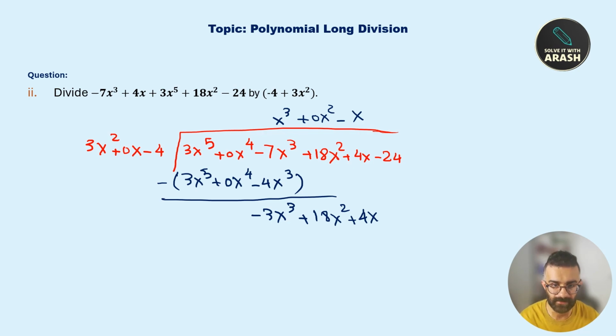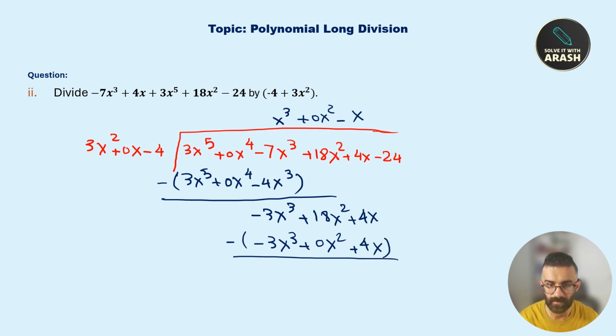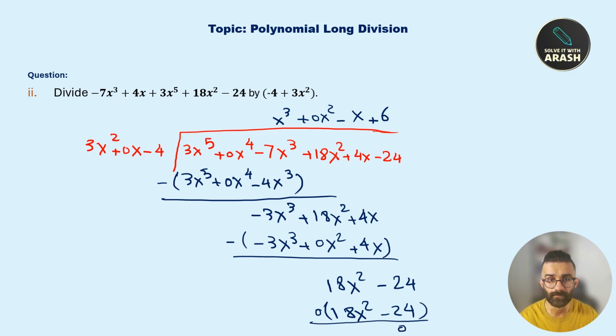Negative x times 3x squared is negative 3x cubed. Negative x times 0x is 0x squared. Negative x times negative 4 is 4 times x. The difference is 18x squared. Bring down the last term, that's negative 24. Now I need to eliminate 18x squared, so plus 6 is going to be the last term of the quotient, times 3x squared is 18x squared, times 0x is 0, times negative 4 is negative 24. So I knew they're going to cancel out, and I didn't include 0 anymore. Difference is 0. Here we go.